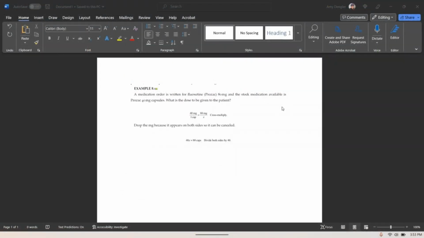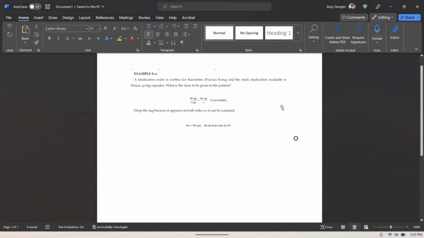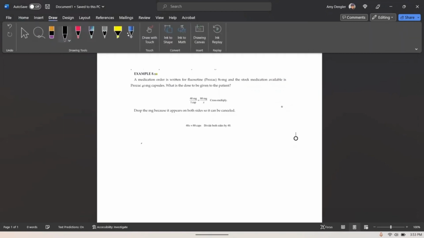All right, example 8.1. A medication order is written for fluoxetine, which is Prozac, 80 milligrams, and the stock medication available is Prozac 40 milligram capsules. What is the dose to be given to the patient? So you can see here that they have the proportion already set up. They have the stock on one side, so 40 milligrams is one capsule of the stock.